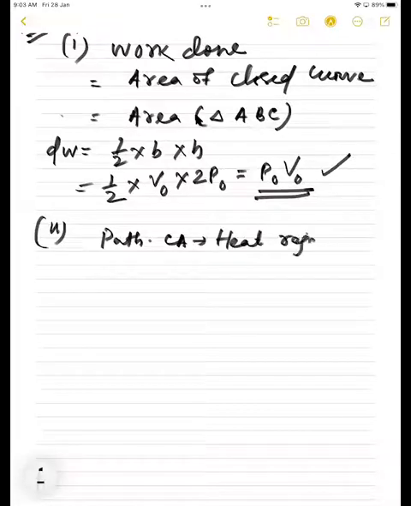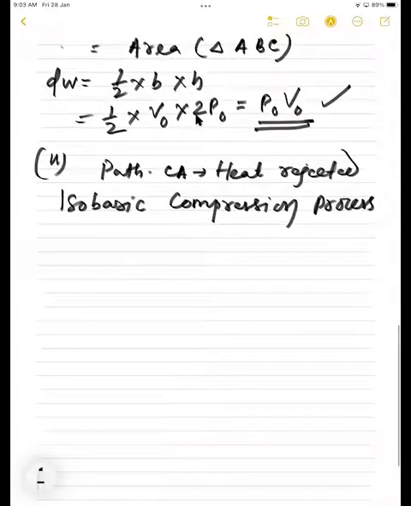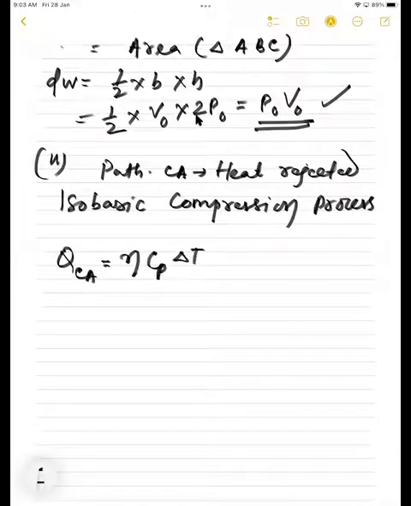Heat rejected, right? That is isobaric compression. This is an isobaric compression process, right? And so students, you know, QCA is equal to, pressure is constant, so that is nCp delta T. Yes or no? This formula we will put, nCp delta T.